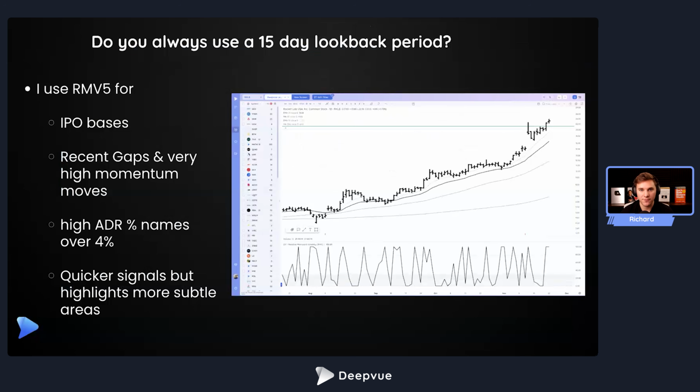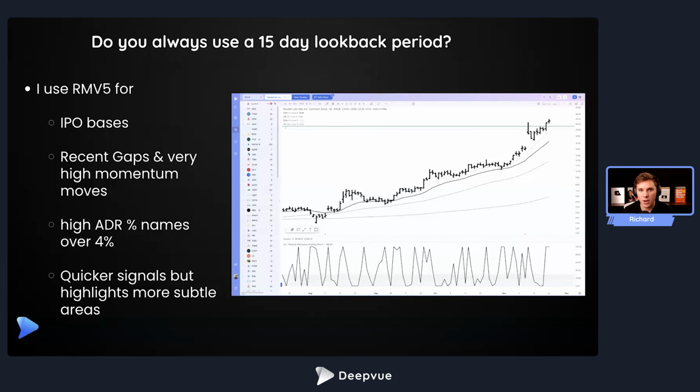I use RMV 5 as well for IPO bases, recent gaps, and very high momentum movers, high ADR percent names, usually over 4%. And if I just want a quicker signal that highlights more subtle or more sensitive tight areas, so if you want to highlight inside days and just a little bit of tightness, RMV 5 is probably for you.